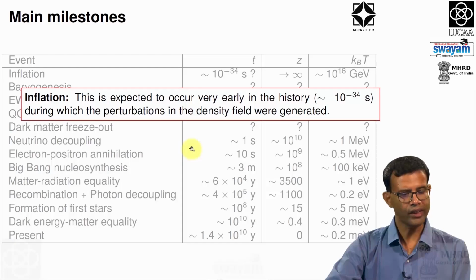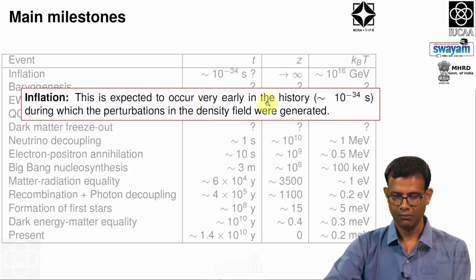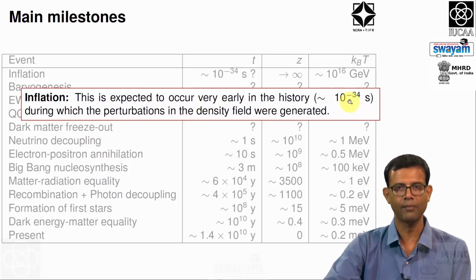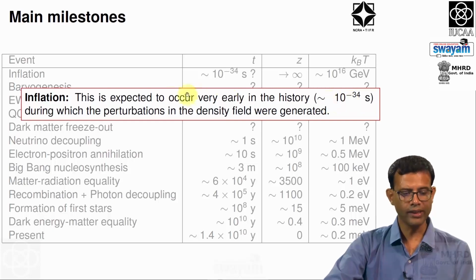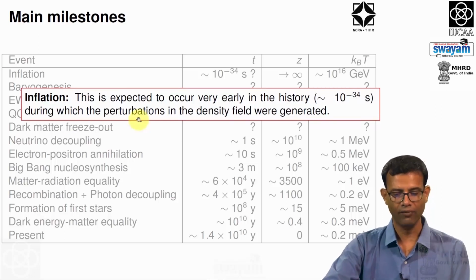Let us start with inflation. We have already talked about this. This is expected to have occurred very early in the history of the universe. Let us say the age of the universe would be somewhere between 10 to the minus 36 to 10 to the minus 32 seconds. This is something we discussed in the previous lecture, and we also think that this is the time during which the perturbations in the density field were generated.